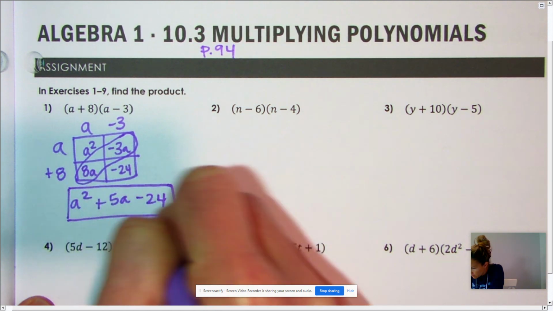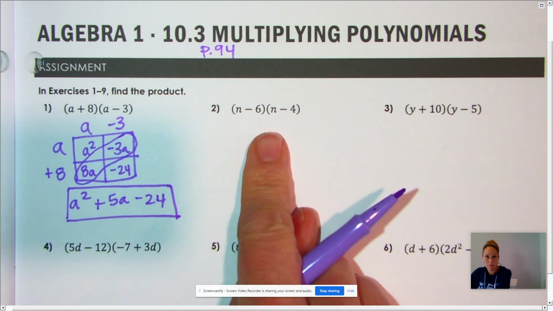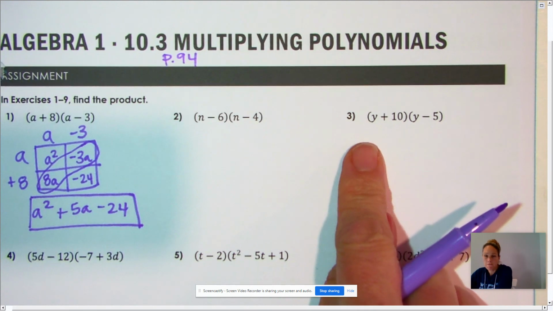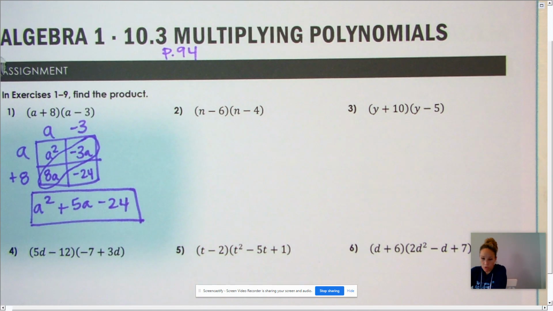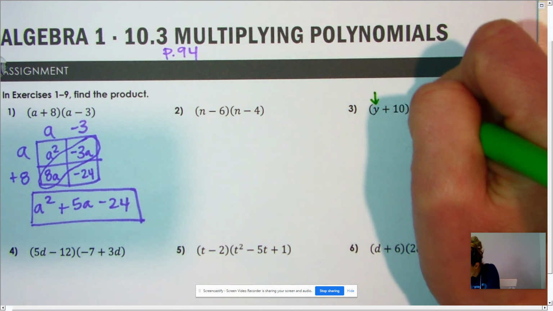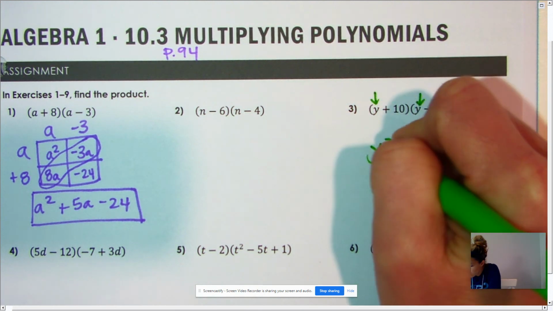All done. Okay, question 2, same type of problem. You guys do that one on your own. Okay, problem 3, I'll do this one using FOIL. Okay, so we'll start by looking at the first, which would be y and y. So y times y is y squared.